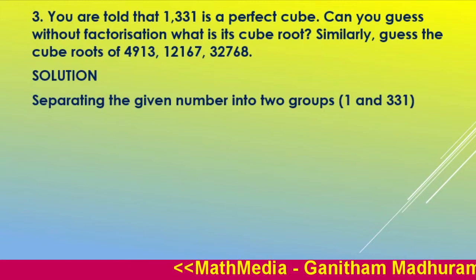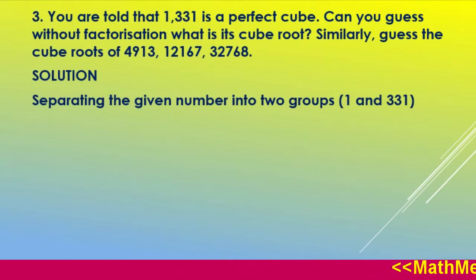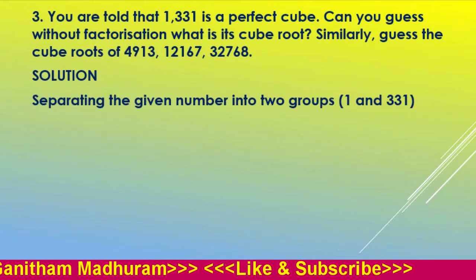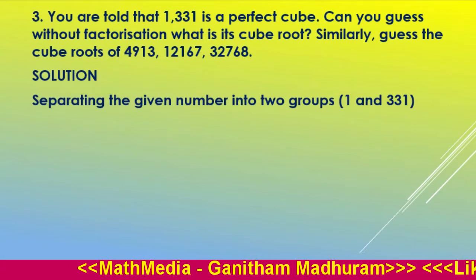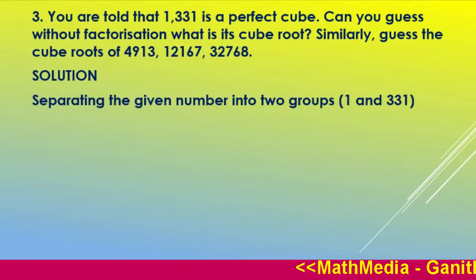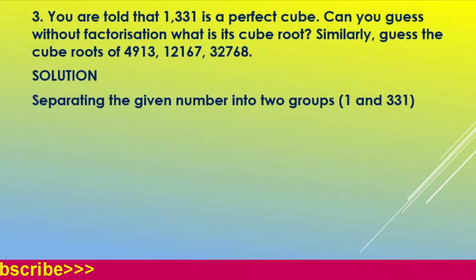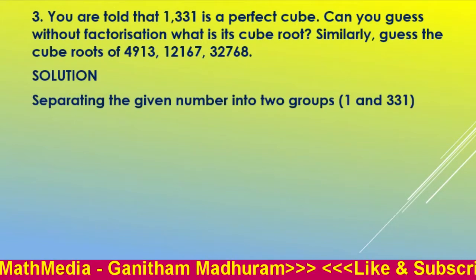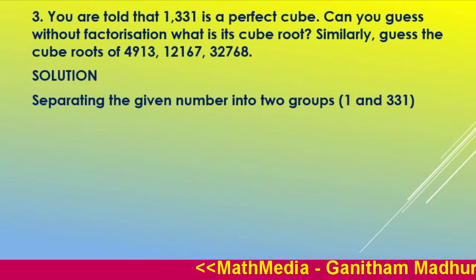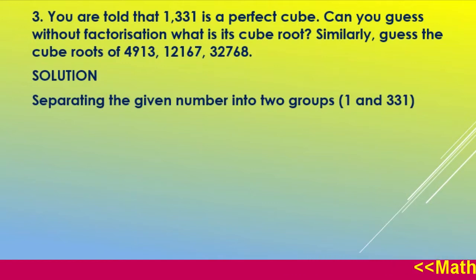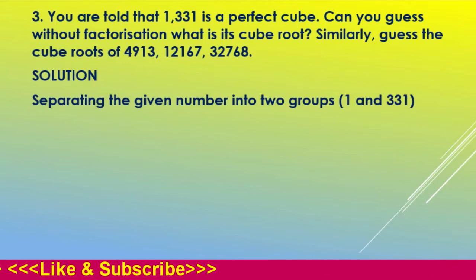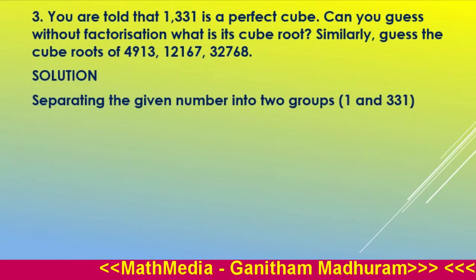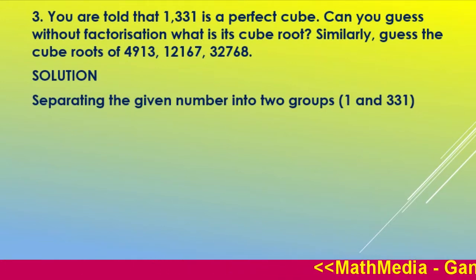In this chapter, we are studying 2 methods to find the cube root. The first one is the prime factorization method and the second is by estimation. Here we are doing the estimation to find the cube root. For that, first we have to separate the given number into groups of 3, starting from right to left.